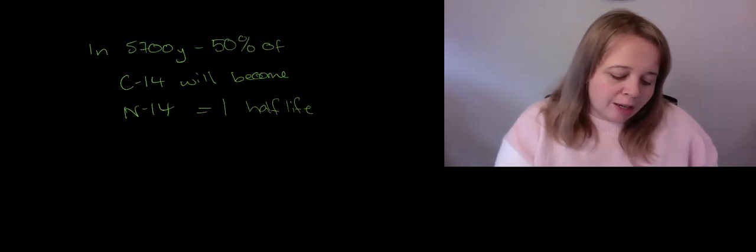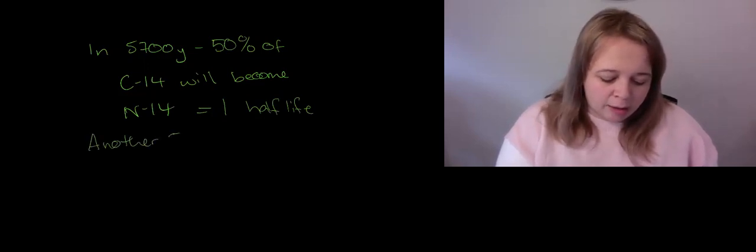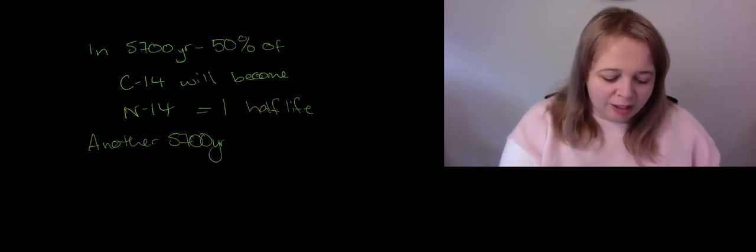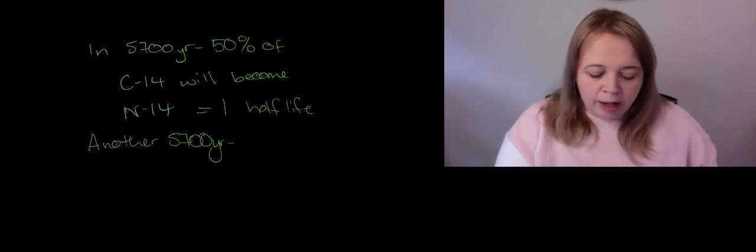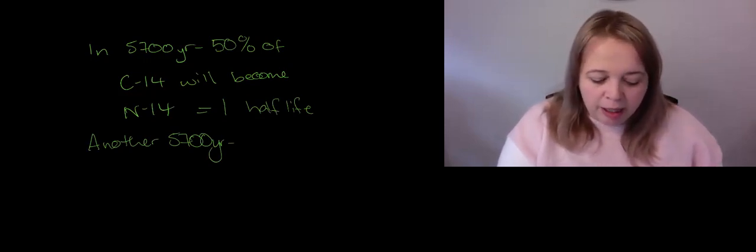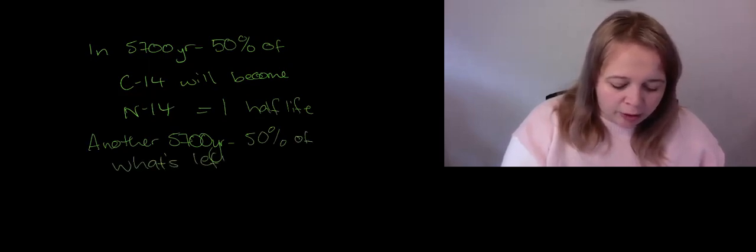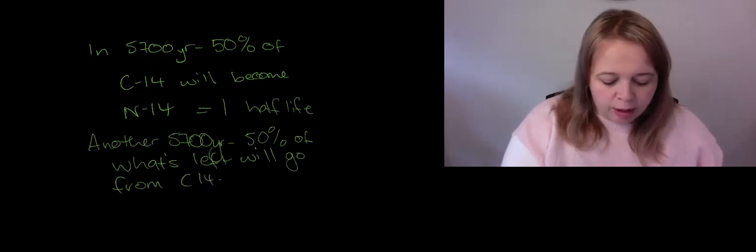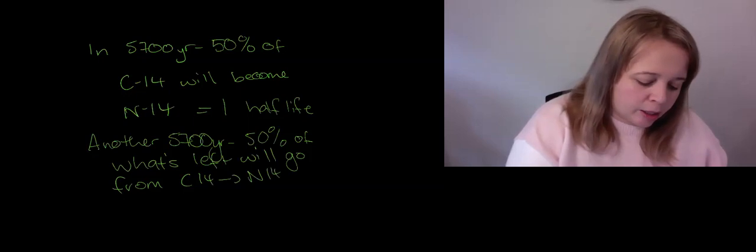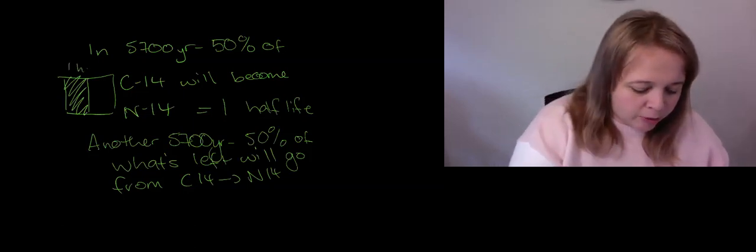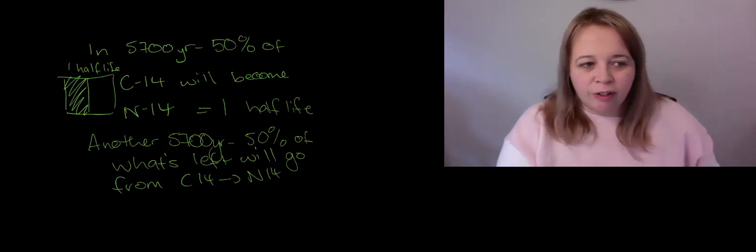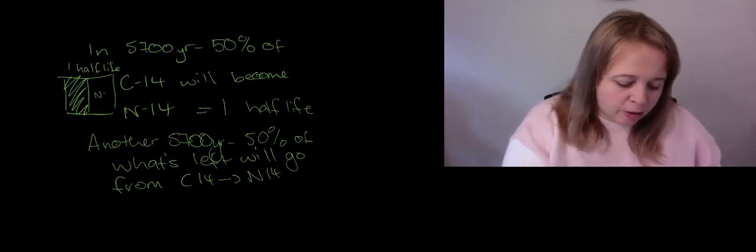Okay, now if we go another 5,700 years, another 50% of that will become nitrogen-14. So now 50% of what's left will go from carbon-14 to nitrogen-14. All right, so here is our initial, and we've gone one half-life, and we've broken down 50% of my carbon-14 has become nitrogen-14.